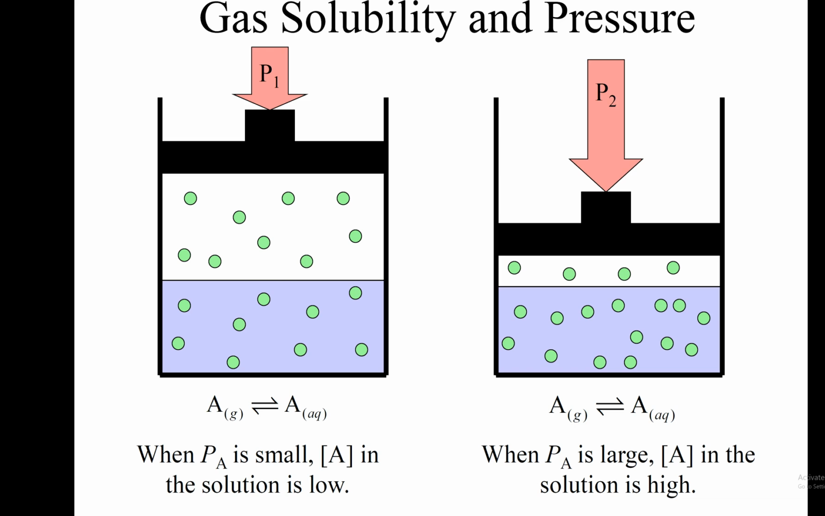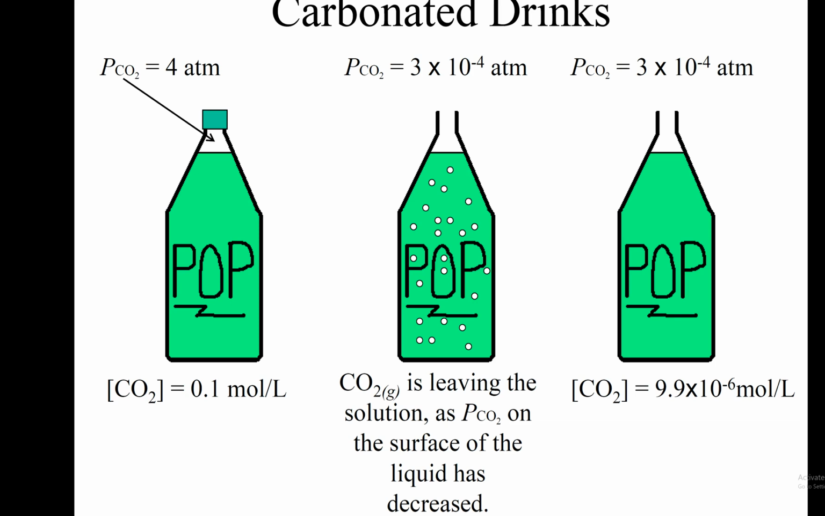If we take a look at gas P1 versus P2, in this case, we're trying to push as much gas inside this aqueous solution. So when PA is very small, A in the solution is low. However, if I increase the pressure, now you're beginning to force that gas inside that liquid. And so in that case, we're going to get a high concentration because the gas is inside the liquid now.